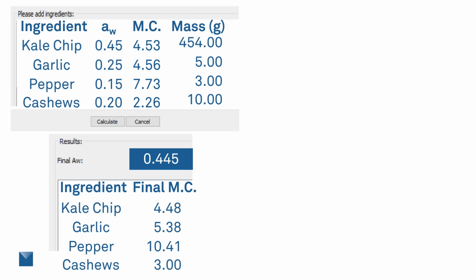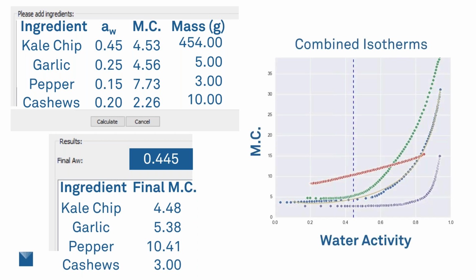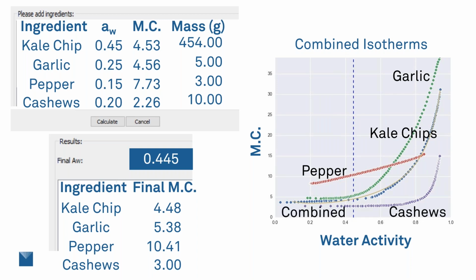Once again, you'll have new final moisture contents for each of these products. And to the right, you can see how these isotherms are being combined to give you that answer. So again, the garlic and kale chips, this time we've added pepper, the red trace, and the cashew powder, the purple trace. You can see how these isotherms are being combined in this gold or yellow color. And then the program will tell you the equilibrium water activity at 0.445. So you can see how this software tool can really speed up your R&D processes and give you an idea of how your water activity is going to change.